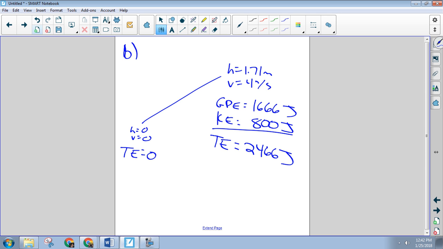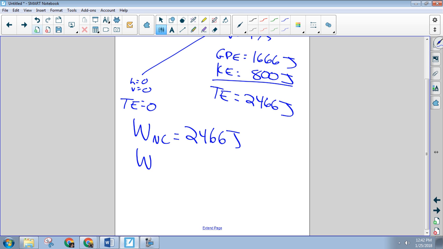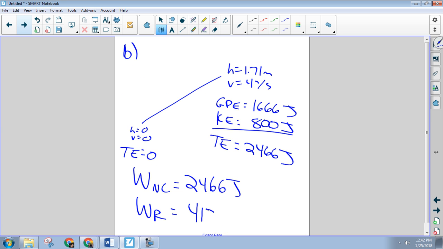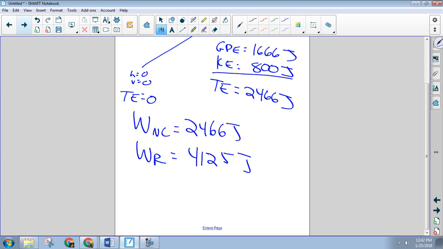Cool? So we've got a change in total energy. That means the work done by our non-conservative forces is this, 2466 minus 0. And we had figured out in the last problem that the work that Roy did was 4125, thank you. All right, so look, if our total work done by non-conservative forces is this much, and Roy did this much work, then somewhere we've lost some energy, right? How is it possible that Roy gave this thing 4,000 joules of energy, but we only gained 2,000?